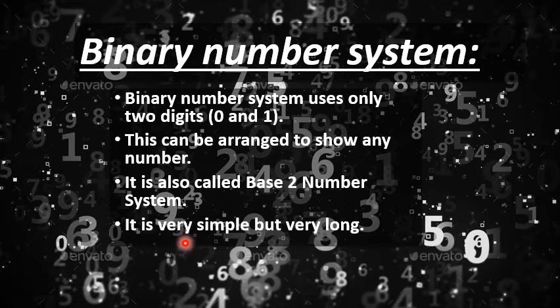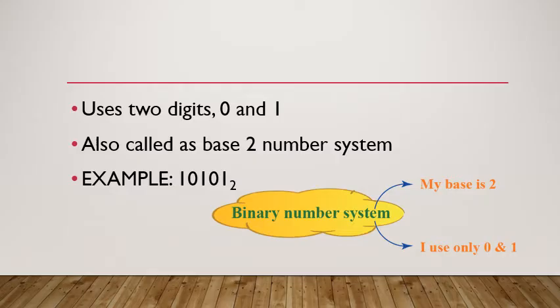but very long. So again, here is a review of binary number system. Binary number system uses two digits, and these are 0 and 1. It is also called base 2 number system, and in the example you can see that we have used only two digits. This value has 5 digits, but these 5 digits are either 1 or 0, not 2, not 3, not 4. Okay, only 1 and 0 digits can be written in binary number system.